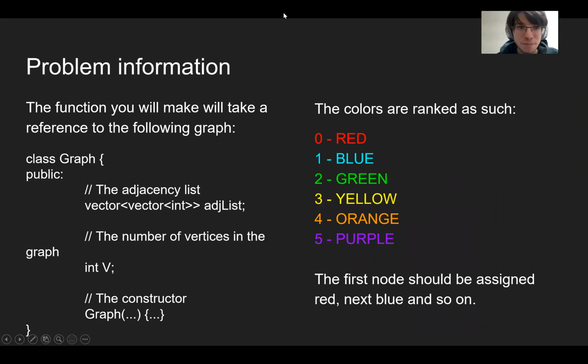Problem information. The function you're going to make will take a reference to the graph. If we actually write a solution, you have your class Graph, with a public constructor and all that. Maybe you rank your colors 0 to 5, red to purple. The first node you assign red, the next blue, and so on. We want to return the colors, and maybe you're given an adjacency list within your graph, and that's what the graph is.